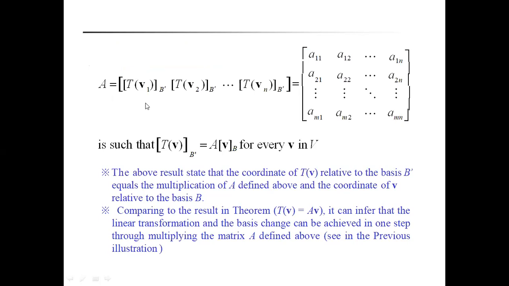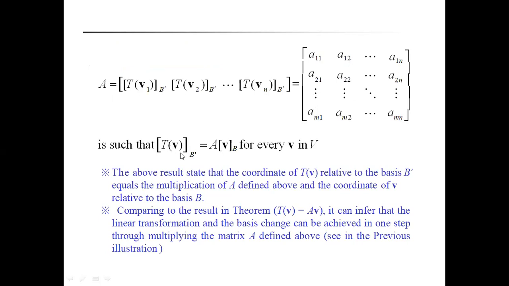That means A can be represented as [T(v1)]B', [T(v2)]B', and so on, up to [T(vn)]B'. That can be represented as the first column of the matrix, that's why a11, a21, am1. The second column of the matrix is a12, a22, am2. The nth column is a1n, a2n, amn.